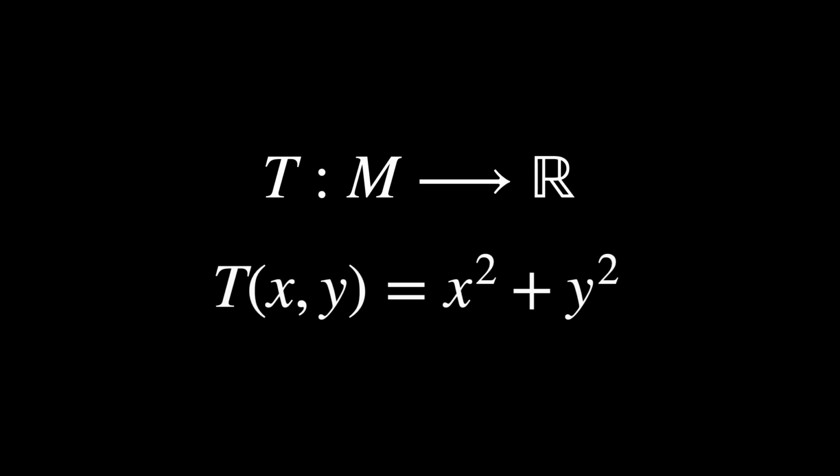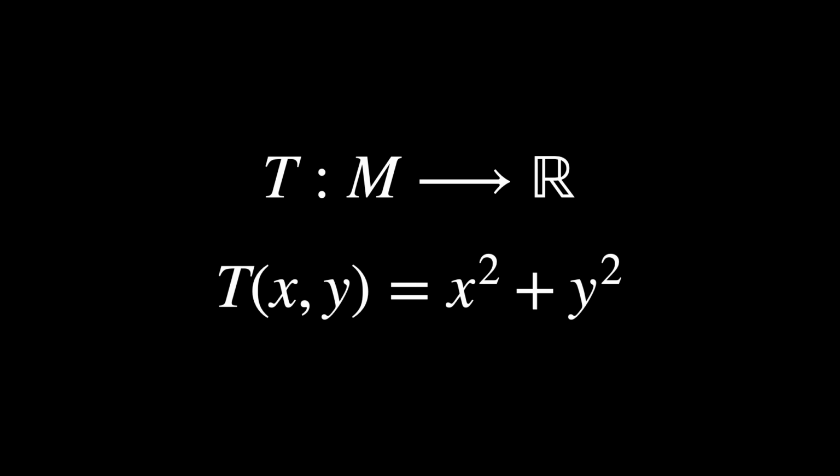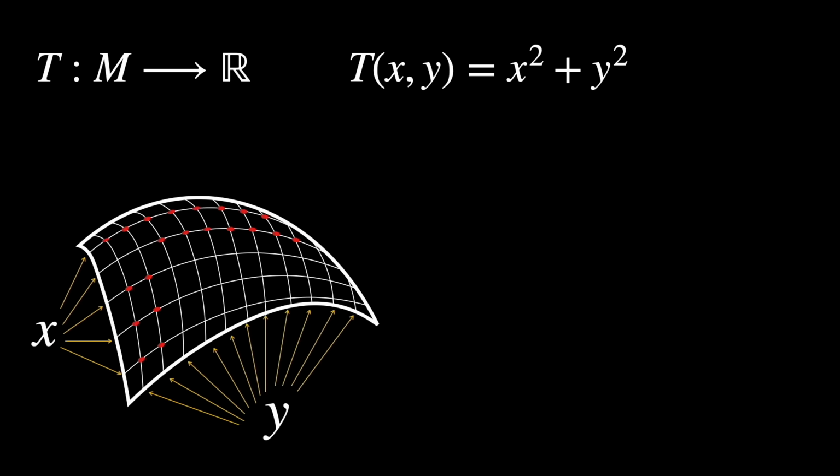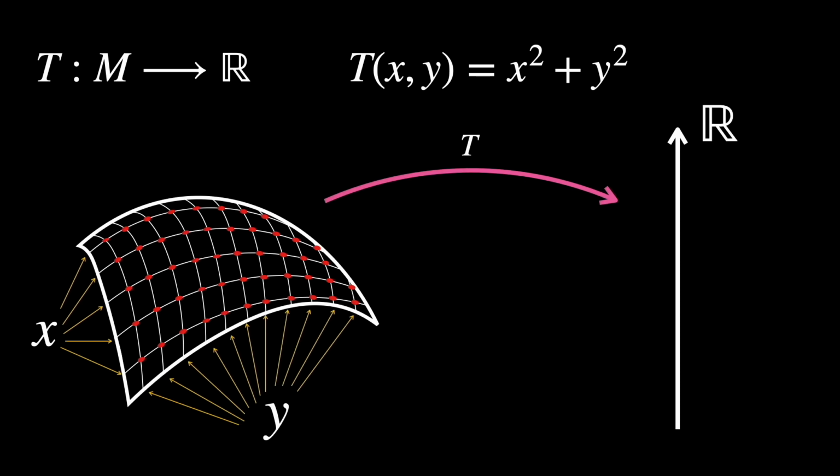Let's see a concrete example. A scalar field t from M to the real numbers will be defined as x squared plus y squared, where M is a two-dimensional manifold, so a surface. This function gives a temperature at each point.